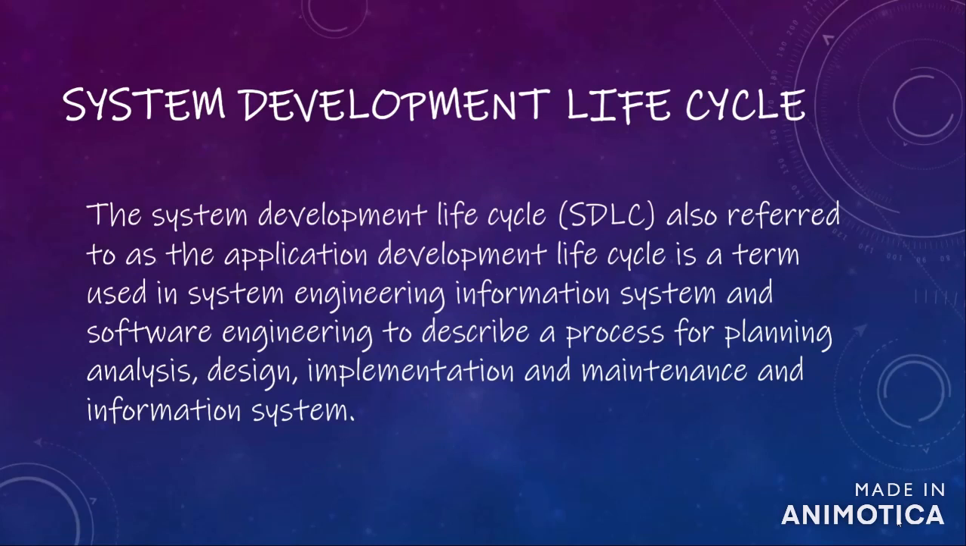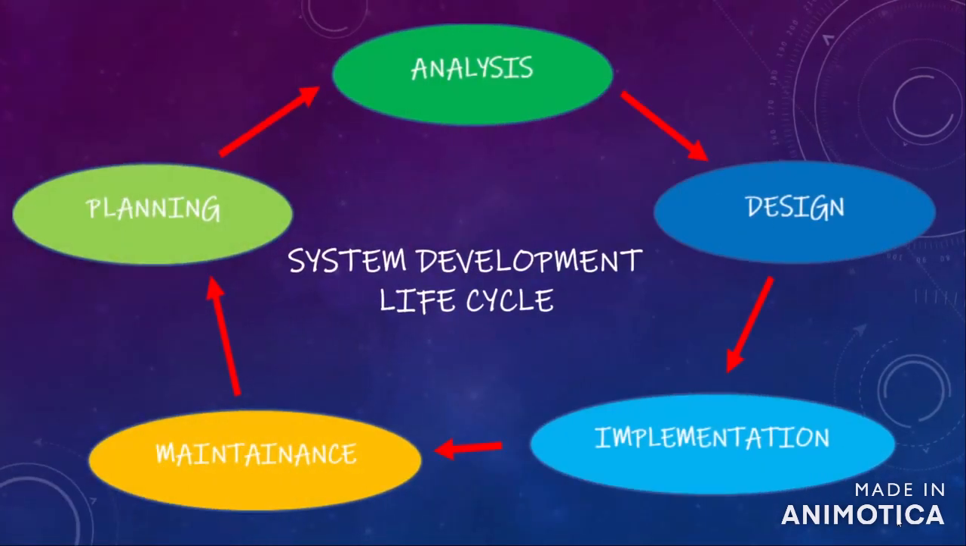What is system development life cycle? The system development life cycle, also referred to as the application development life cycle, is a term used in system engineering, information system and software engineering to describe a process for planning, analysis, design, implementation and maintenance in an information system. This is the system development life cycle. It starts from planning, then analysis, then design, then implementation, and finally maintenance.